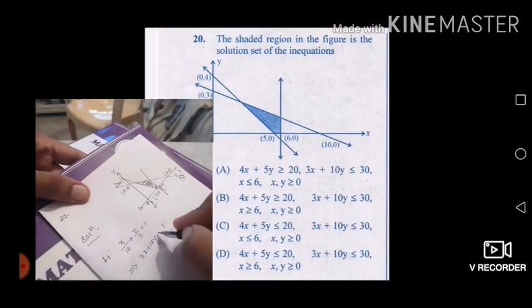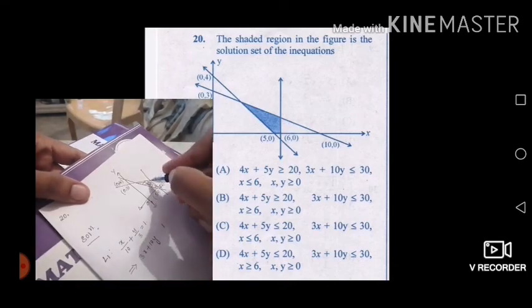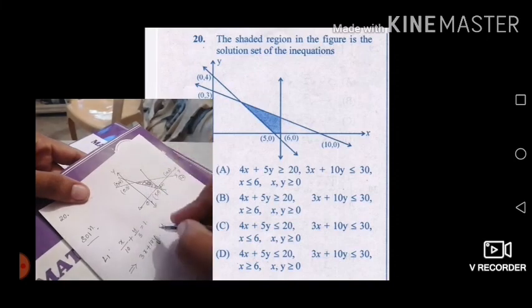But what type of inequality we have to write? Look at here, solution is going below the line. Below the line means it is less than or equal to. Below the line means less than or equal to. So that is the end of line number 1. And the LCM we took, this is 30.